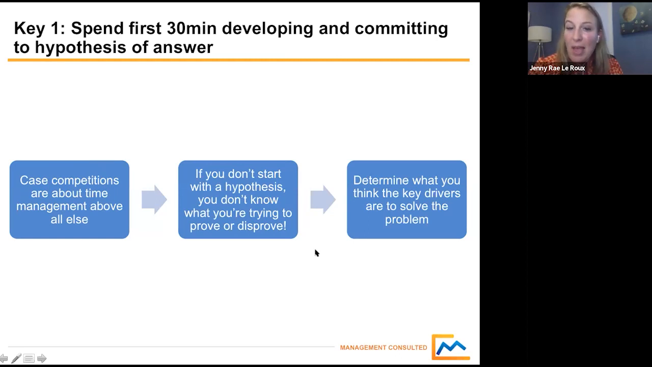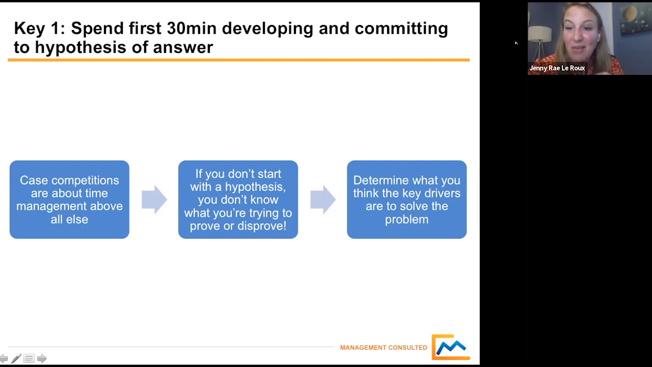If you don't start with a hypothesis, you don't know what you're trying to prove or disprove. Our argument is, if you just go look at the whole universe of data, guess what you'll find? The entire universe of data. So if you want to prove or disprove something, you actually have to come to the party and decide what that's going to look like.